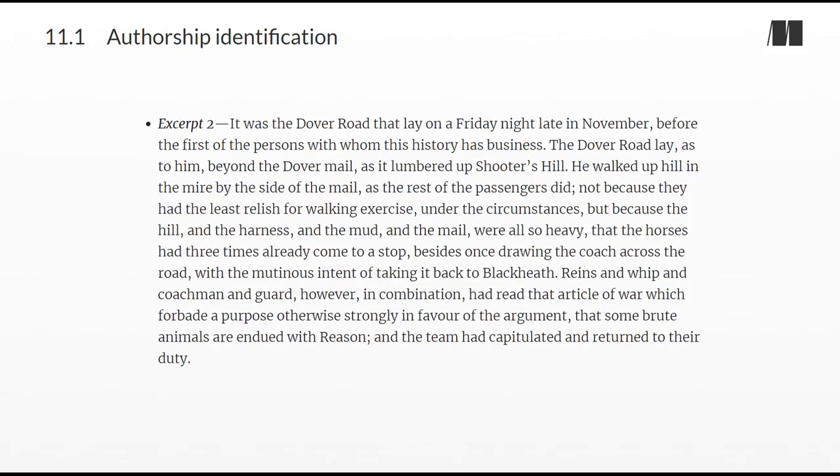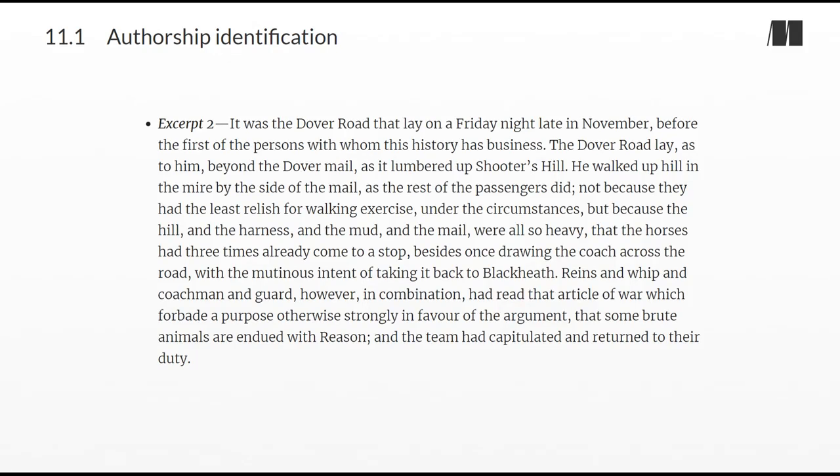Excerpt 2. It was the Dover Road that lay on a Friday night late in November, before the first of the persons with whom this history has business. The Dover Road lay as to him, beyond the Dover Mail, as it lumbered up Shooter's Hill. He walked uphill in the mire by the side of the mail, as the rest of the passengers did. Not because they had the least relish for walking exercise, under the circumstances, but because the hill, and the harness, and the mud, and the mail were all so heavy that the horses had 3 times already come to a stop, besides once drawing the coach across the road, with the mutinous intent of taking it back to Blackheath.